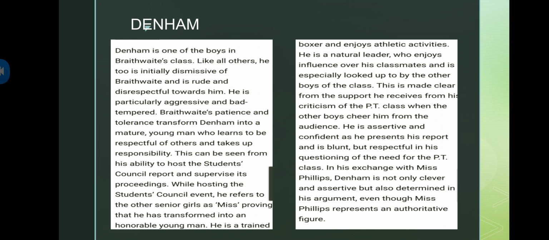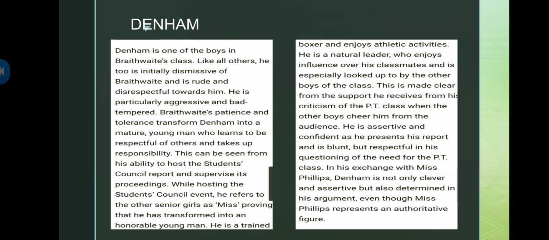This can be seen from his ability to host the students' council report and supervise its proceedings. While hosting the students' council event, he refers to the other senior girls as Miss, proving that he has transformed into an honorable young man. He is a trained boxer and enjoys athletic activities. He is a natural leader who enjoys influence over his classmates and is especially looked up to by the other boys of the class. This is made clear from the support he receives from his criticism of the PT class when the other boys cheer him from the audience.